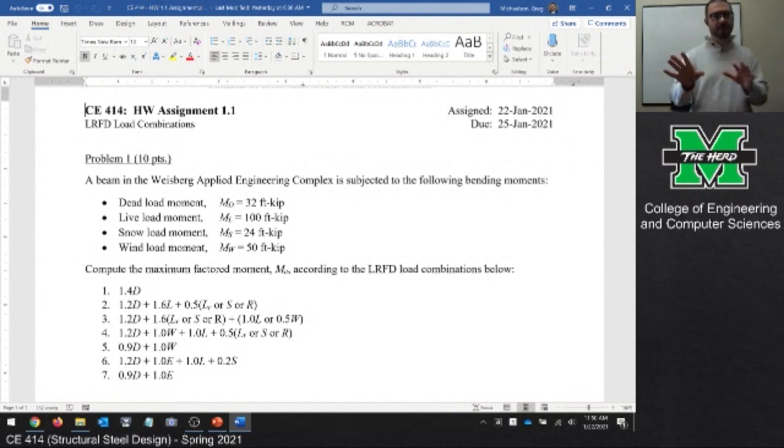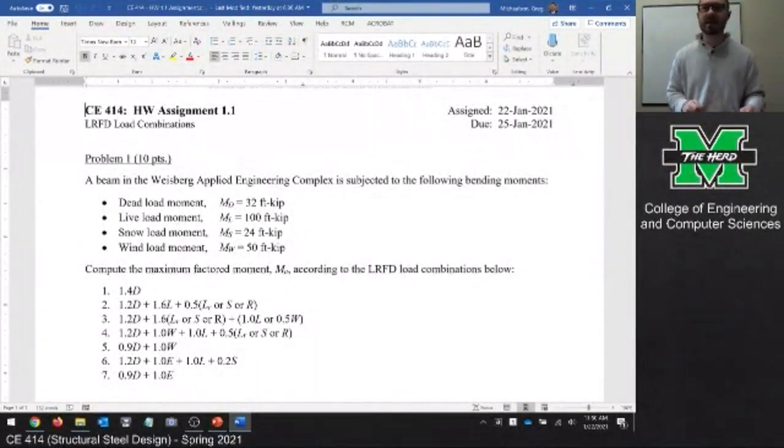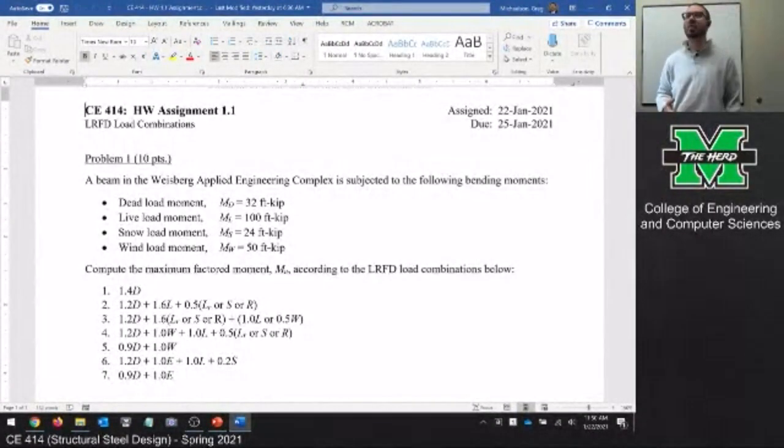I'll give you one as an example. Let's take 1 and 7. If there's no E value, which one's going to control between 1 and 7? It's going to be 1, because you can just look at it and see that 1 is going to give you a worst case answer. So you don't need to do 7 if you don't want to. If you review it a bit, you can probably save yourself some work.